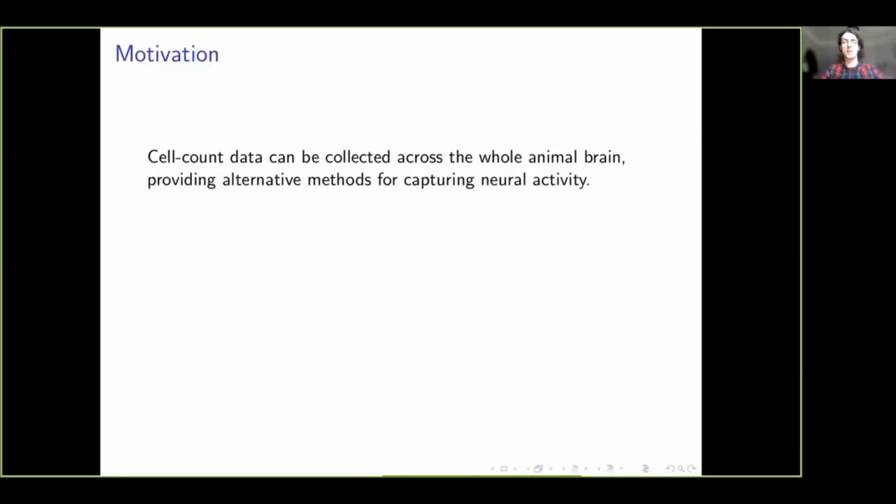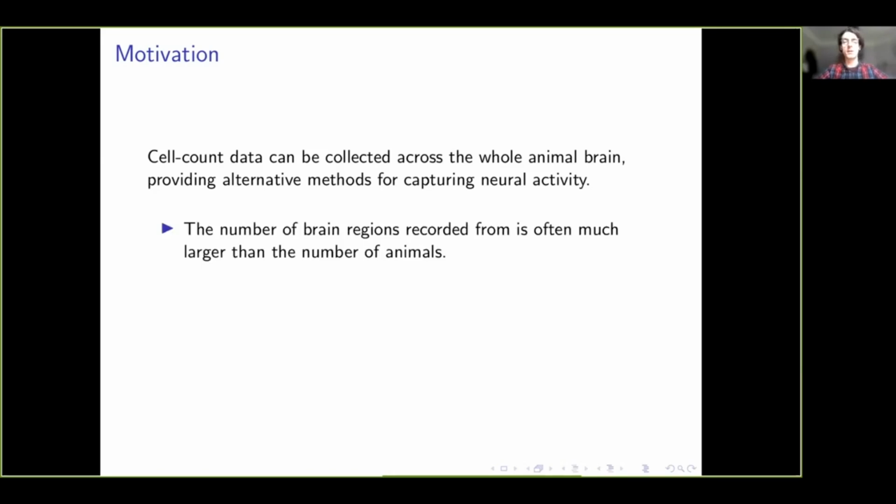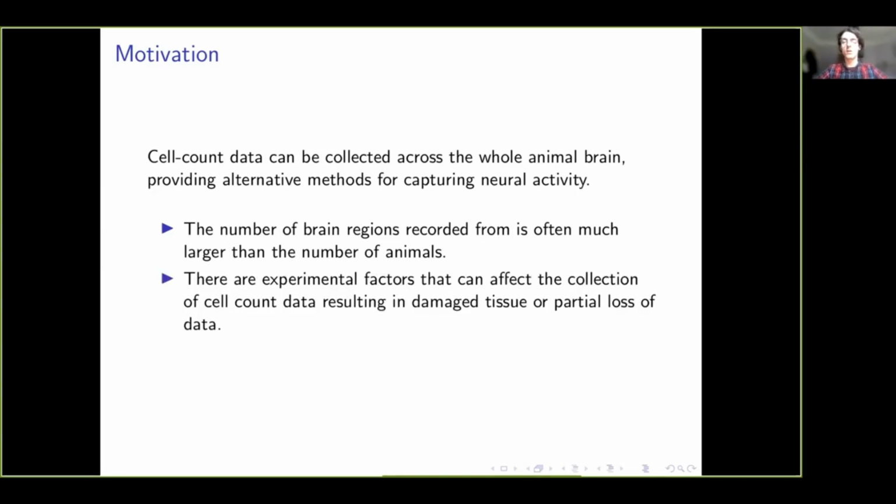Cell count data can now be collected across the whole animal brain, providing neuroscientists with alternative methods for capturing recent neural activity. Typically with these data, the number of brain regions recorded from is often much larger than the number of replications across animals. There can also be experimental factors that affect the data collection process, resulting in damaged tissue, or in some cases, the lack of an observation entirely. Together, these form a challenge for traditional frequentist approaches to analyzing the data, as they require large sample sizes for statistical inference.